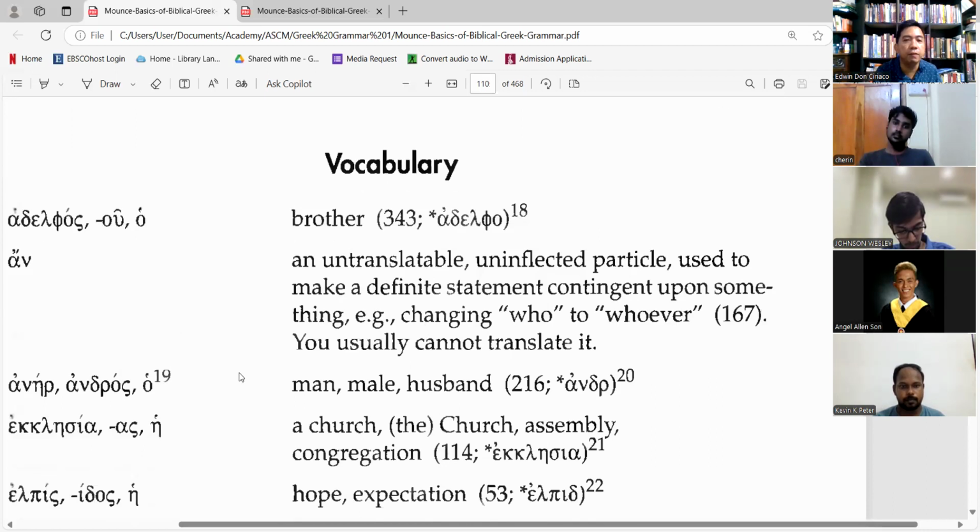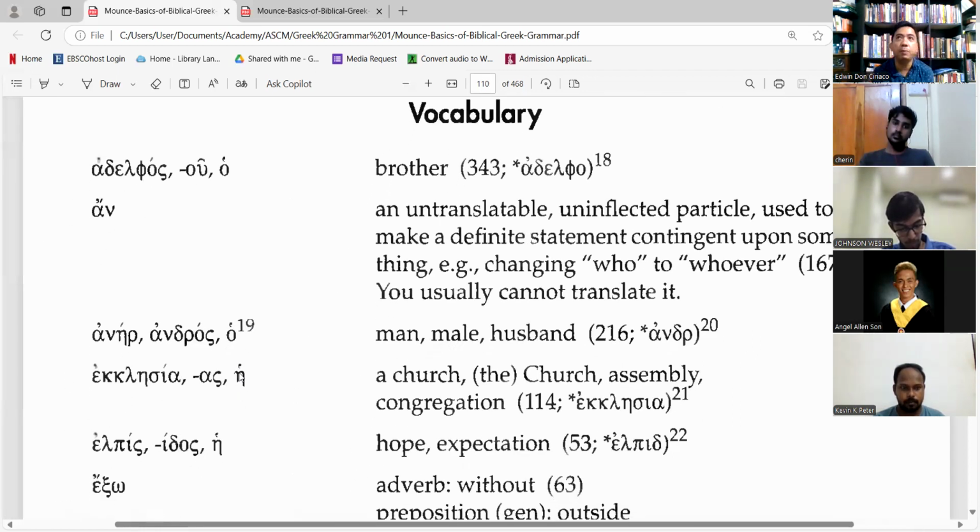Okay, so that's how you determine context. And then another set of vocabulary, and then we will proceed with the exercises. So adelphos is brother. You have heard of Philadelphia, one of the cities in the seven churches. It is a combination of phileo and adelphos. Philadelphia. But here the word is adelphos, brother.